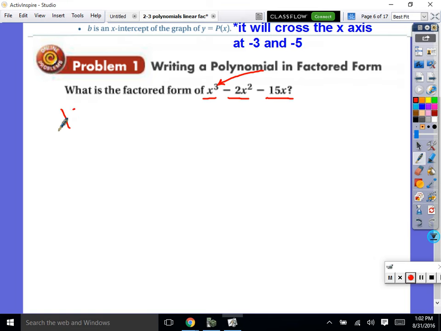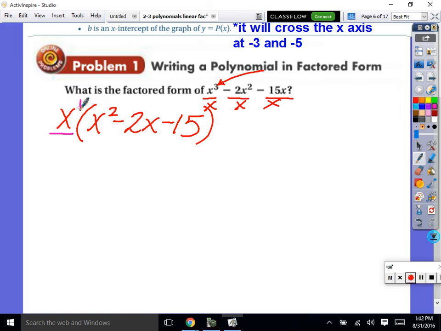So I'm going to factor out an x. So let's divide each term by x to see what we have left inside our parentheses. So we have an x squared minus 2x minus 15. Now look, we have one linear factor. Isn't that degree 1? X to the first? So there's one linear factor. Cool. Well, we need them all to be linear factors, or we hope they can all be linear factors.